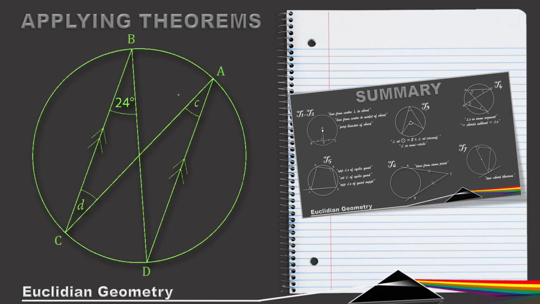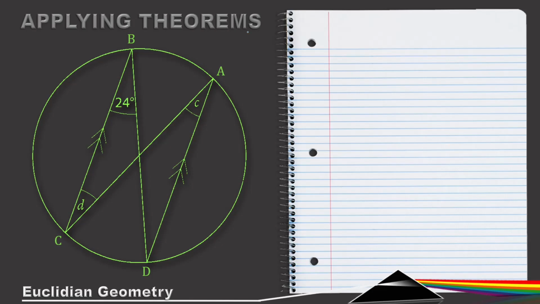So first I'm going to say that C is 24, and my reason is angles in the same segment. Right? And then I can say that D is also 24 because of the alternate angles. And I have to say which lines are parallel. So BC is parallel to AD.